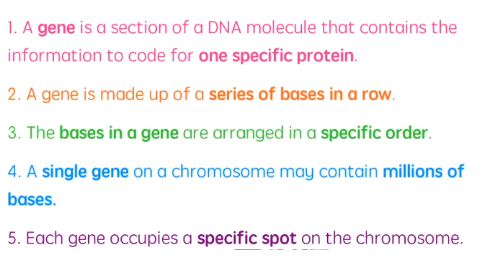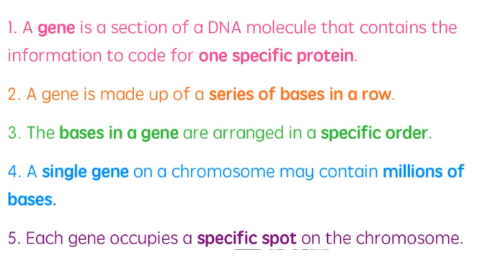A gene is a section of a DNA molecule that contains the information to code for one specific protein. A gene is made up of a series of bases in a row, those letters A, G, T, and C. The bases in a gene are arranged in a specific order, just like we recognize different letters to mean different words. Genes also are a string of different letters that mean different proteins. And a single gene on a chromosome could contain millions of those little letters, bases.